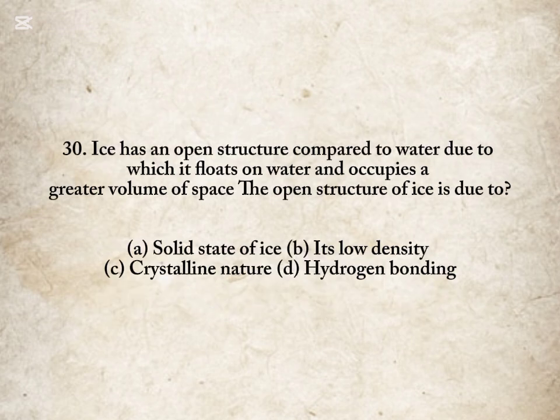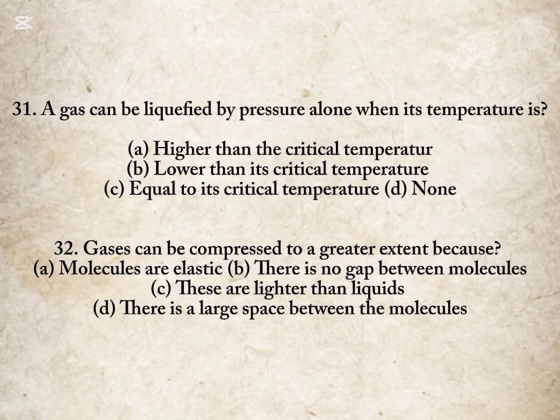Ice has an open structure compared to water due to which it floats on water and occupies a greater volume of space. The open structure of ice is due to A. Solid state of ice. B. Its low density. C. Crystalline nature. D. Hydrogen bonding. The correct option is D. Hydrogen bonding.